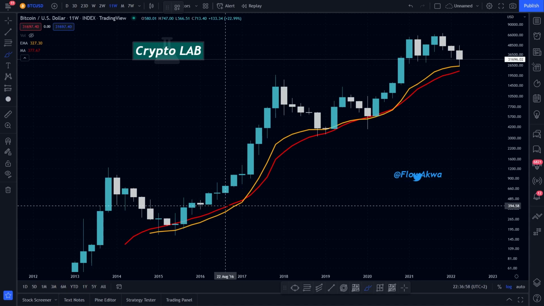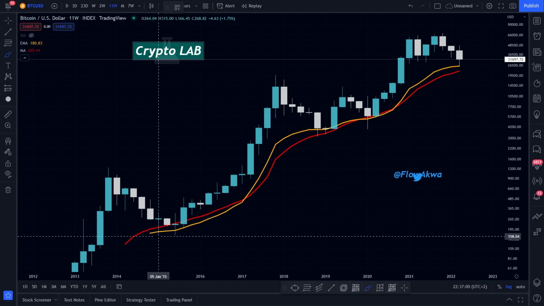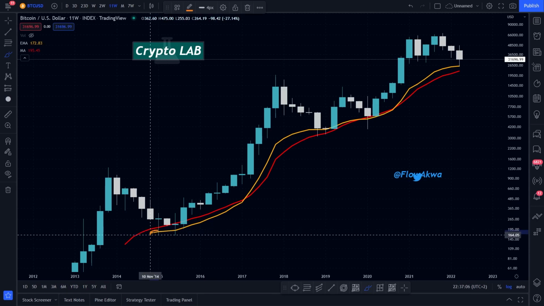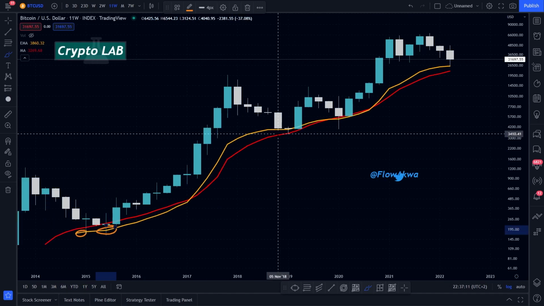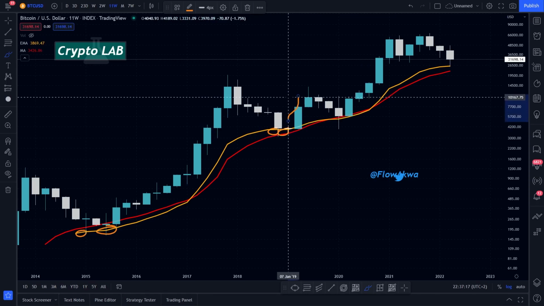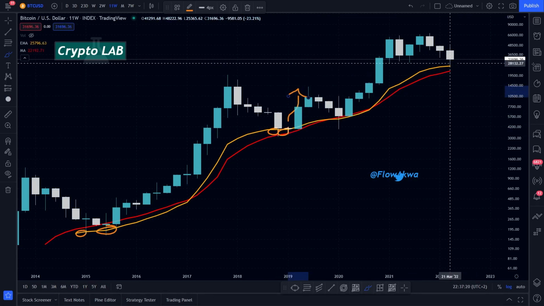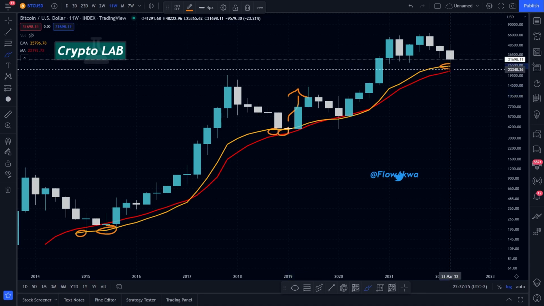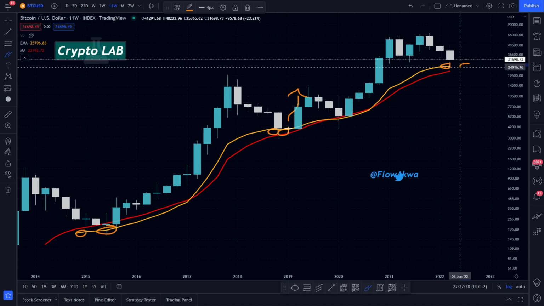You have to keep in mind that so far we always at least tested this line twice, because here we tested it once and we tested it a second time. Okay, here it was the same thing. We pierced it once and we pierced it again before a moonshot. Okay, so it wouldn't be a surprise to test it once and to test it again in the future. Okay, we could even retest the 20 weeks moving average.